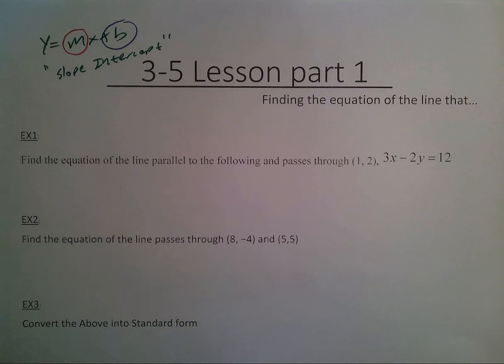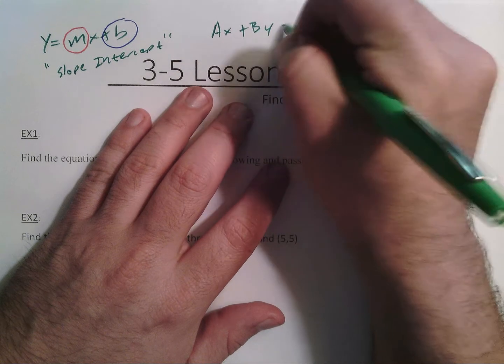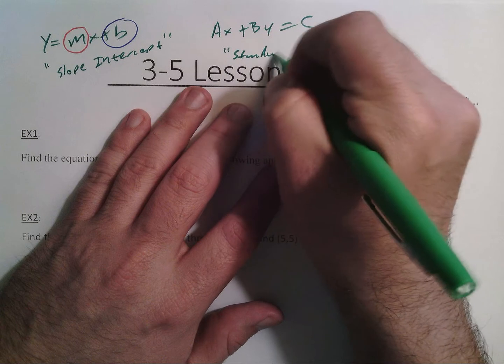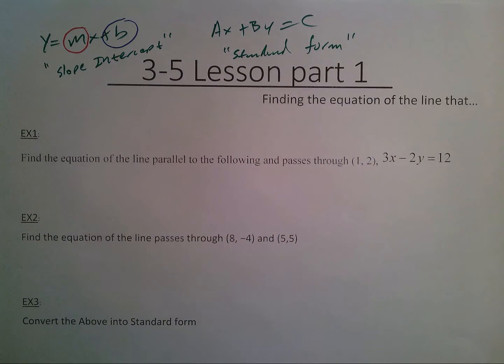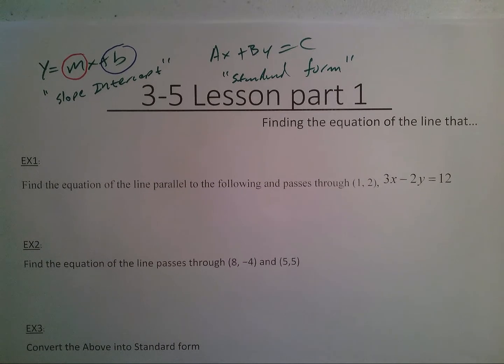Now, the other two forms, which you may not be as familiar with, the first one is called standard form, and it's written ax plus by is equal to c. Standard form is useful for a lot of things, specifically in the next chapter, chapter 4, when we do systems of equations, we'll be using that one a lot as a go-to.